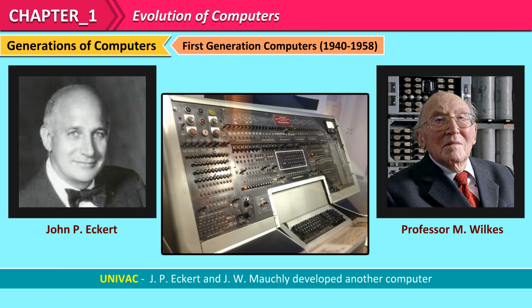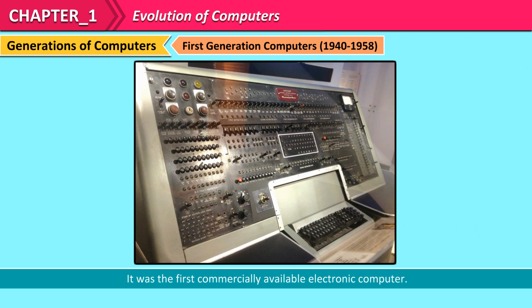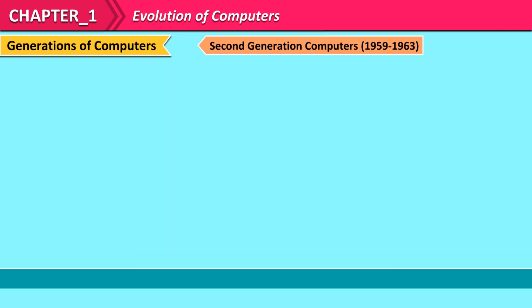UNIVAC. J.P. Eckert and J.W. Mauchly developed another computer, UNIVAC, Universal Automatic Computer, in 1951. It was the first commercially available electronic computer. Weighing around 13,000 kilograms, it covered 35.5 square meters area. It was the first computer to handle both numeric and text data.